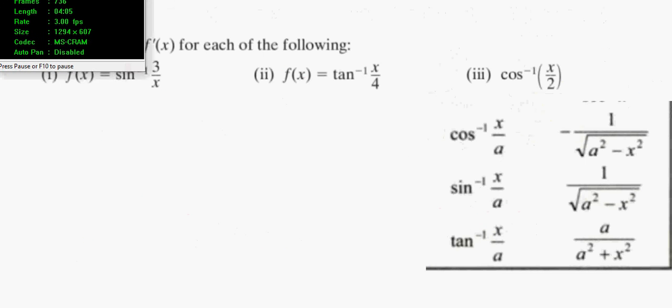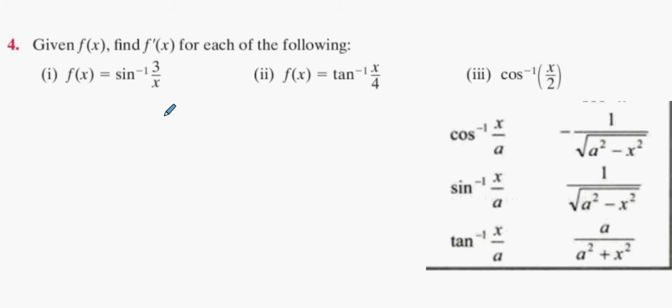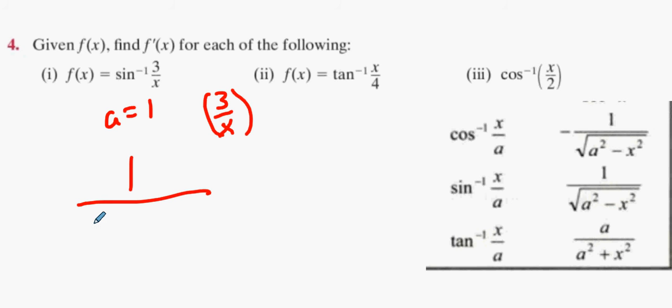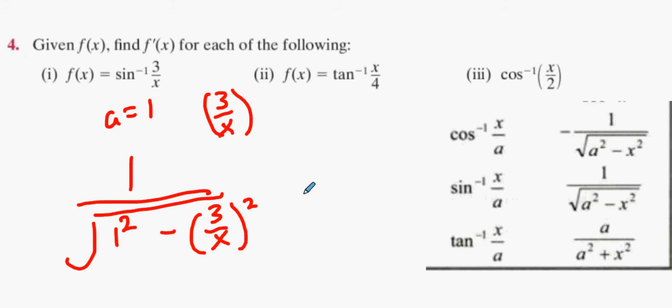So here's what we're going to do. Okay, in this case, I would say a equals 1. But instead of x, what do I have instead of x? I have 3 over x instead. Okay, so if I do this rule, it's 1 over the square root of a squared, which is 1 squared, then minus 3 over x, all squared. And then I differentiate the 3 over x. Is that okay? As long as I differentiate the 3 over x, what's my answer?